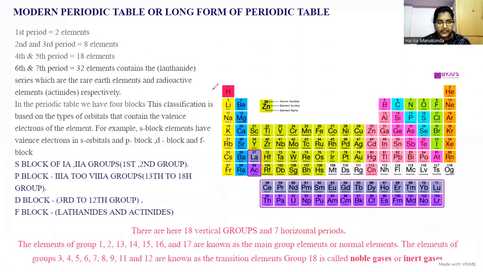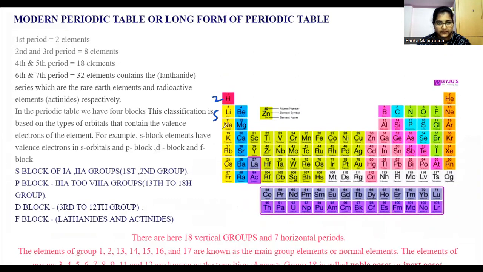In the first period, how many elements, children? 2. In the second and third, how many elements, children? 8. In the fourth and fifth, how many elements, children? 18 elements. In the sixth and seventh, how many elements? 32 elements.